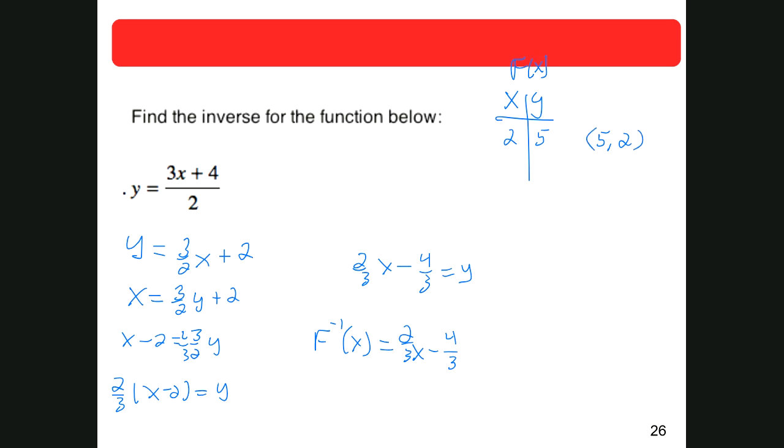Okay, so if I plug in 5 here, 2/3 times 5, that's 10/3. 10/3 minus 4/3 is 6/3, which is 2. It does work. This is the inverse function of that. So you can always check yourself real easily to see if you did the problem right. Just take a value and plug it in. The x and y just flip-flop around.